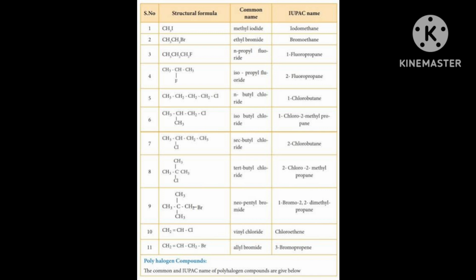And what is the IUPAC name? Then 2 carbons are there, and a double bond is there, then ethane will become ethene. Ethane will become ethene because a double bond is there. Then chloroethene. The IUPAC name is chloroethene.